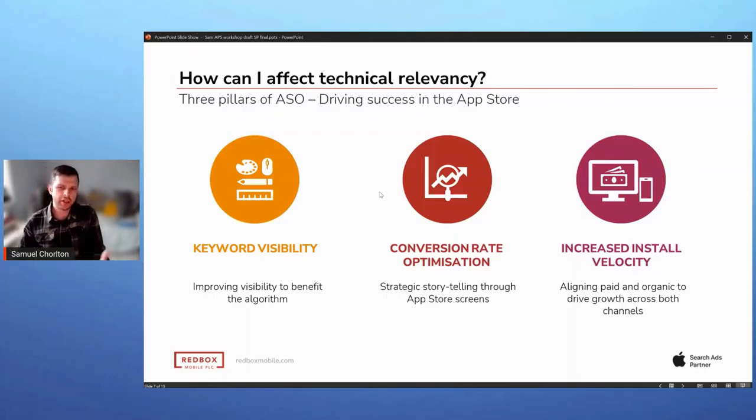So ASO, App Store Optimization, is one of those really crucial parts around affecting your technical relevancy. It's something that you can do very simply, or in a very complex fashion. At Redbox, we describe ASO in three core pillars. One is that keyword visibility piece, so that's all about that metadata editing piece that we spoke about. One is around how do we improve conversion rates.